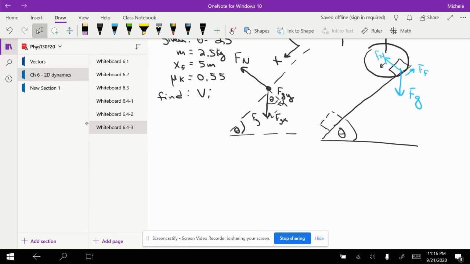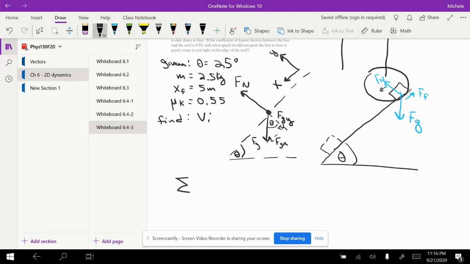Okay, so we're going to take our free body diagram and use that to create our Newton's second law equations. So let's do, oh, and I've forgotten one of my forces up here. So I need my force of friction.